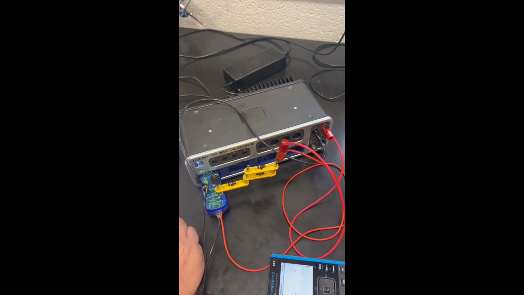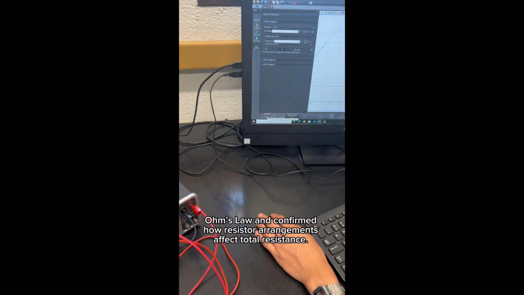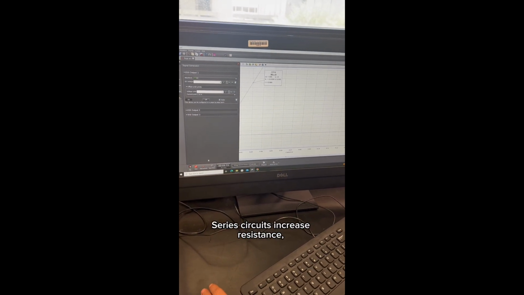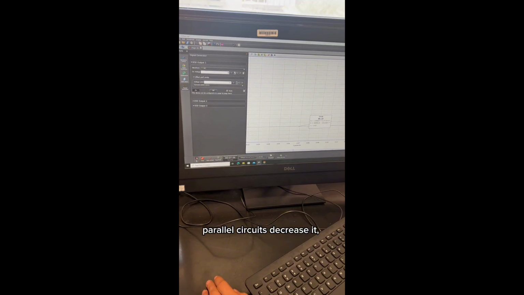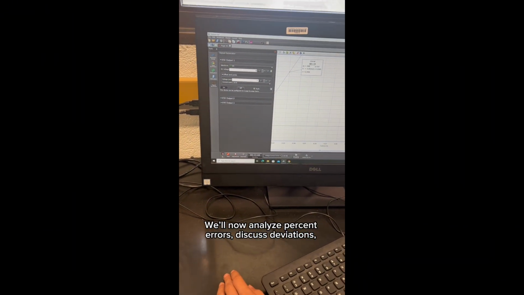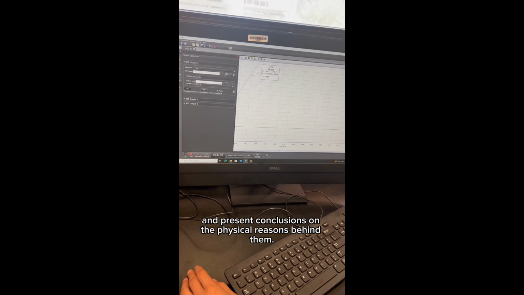Through these steps, we verified Ohm's law and confirmed how resistor arrangements affect total resistance. Series circuits increase resistance, parallel circuits decrease it, and mixed setups fall in between. We'll now analyze percent errors, discuss deviations, and present conclusions on the physical reasons behind them.